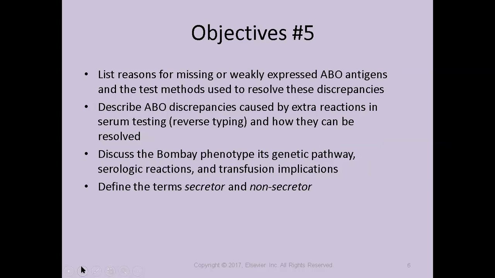List reasons for missing or weakly expressed ABO antigens and the test methods used to resolve discrepancies such as these. Describe ABO discrepancies caused by extra reactions in serum testing, which is reverse typing, and how they can be resolved. Discuss the Bombay phenotype, its genetic pathway, serologic reactions, and transfusion implications, and define the terms secretor and non-secretor. That should really be it for objectives.